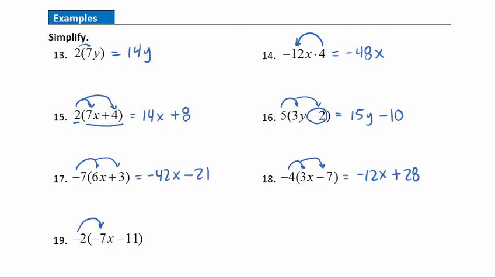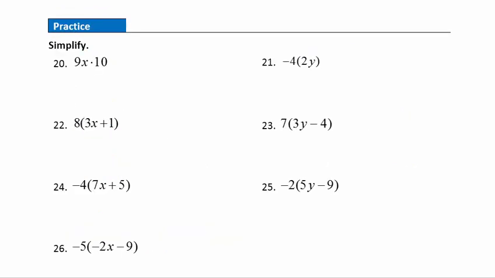19, distributing a negative 2. Negative 2 times negative 7x gives me a positive 14x. And then negative 2 times negative 11 will give me a positive 22. Go ahead now and pause your video player and answer these practice questions. When you're done, hit play to see how you did.